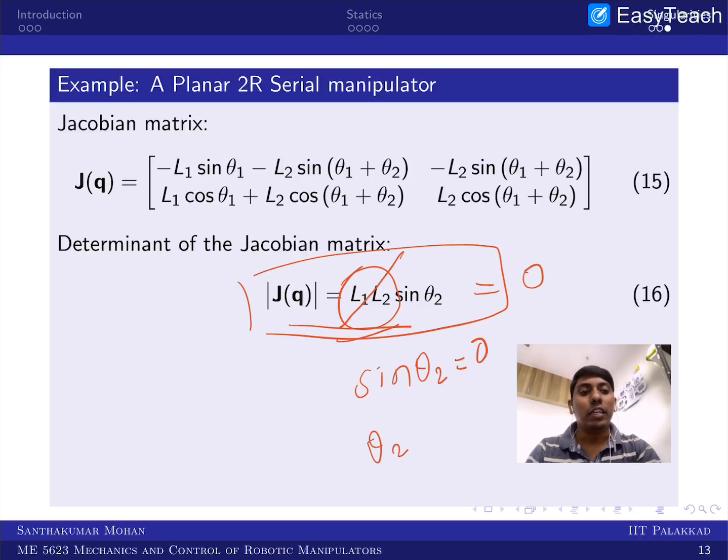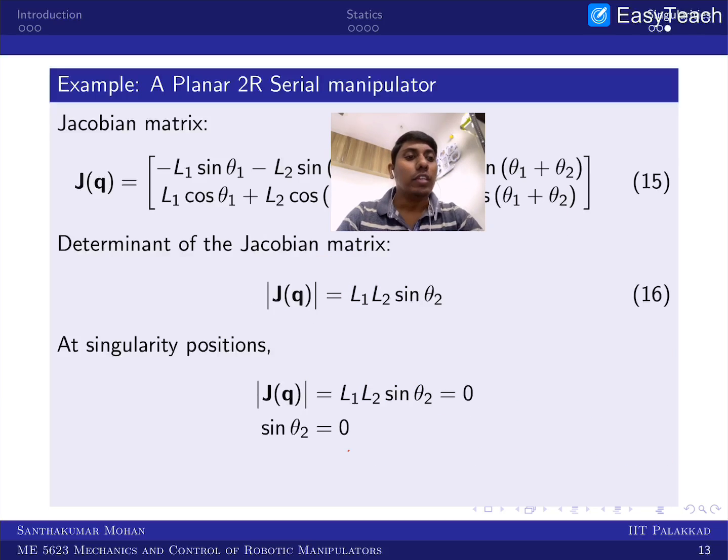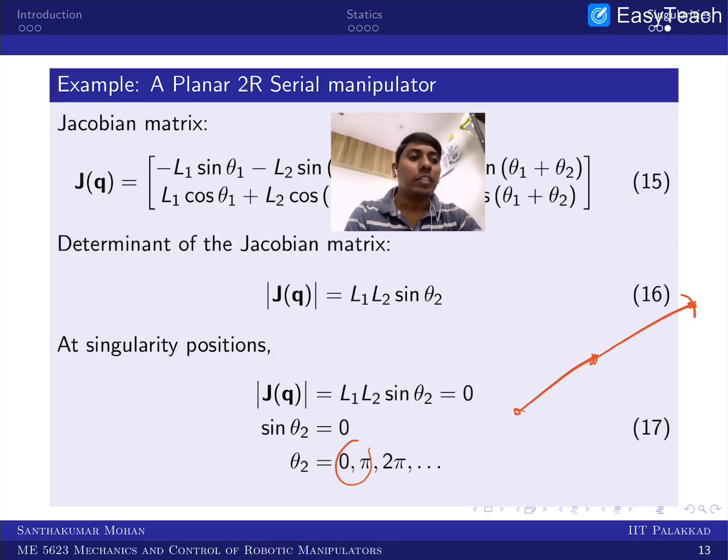Then theta 2 is n pi, where n varies from 0 to infinity. So you can see two immediate conditions, 0 or pi. 0 means these two links are collinear, in the sense that it is extended. So this is one boundary singularity. Then you can see the other one is folded. This is what you can see as a folded condition.